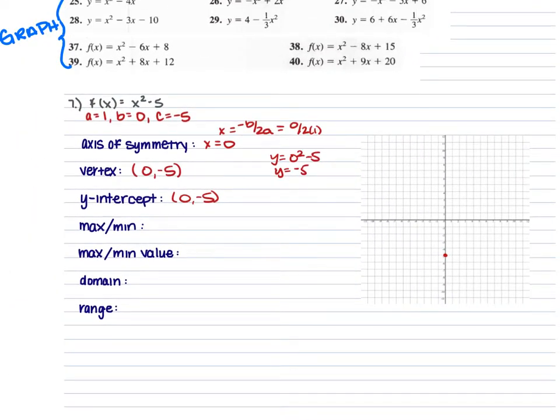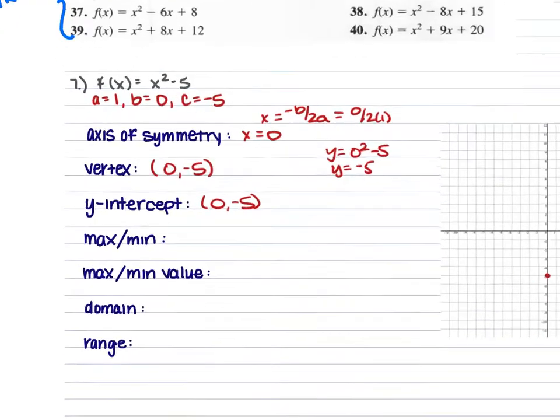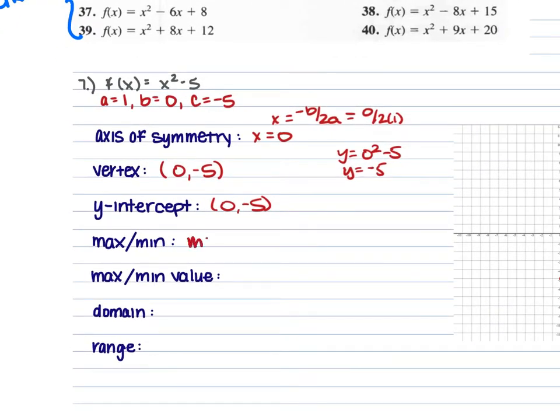Well, this x squared is a positive a, so we have a minimum, because it'll open up, and that minimum value is the y value in our vertex, so that's negative 5. Our domain, just like any other quadratic function, is all real numbers, and our range is y is greater than or equal to negative 5.